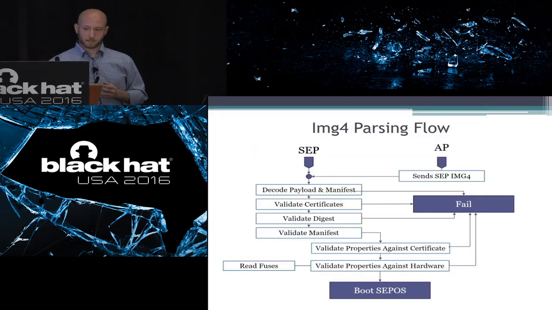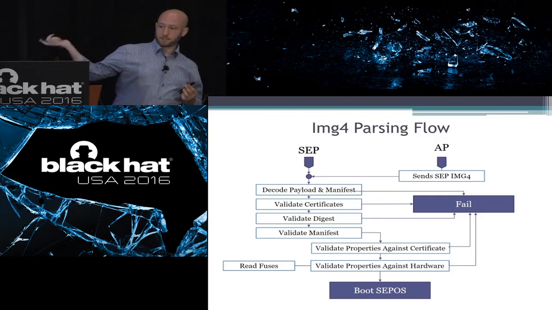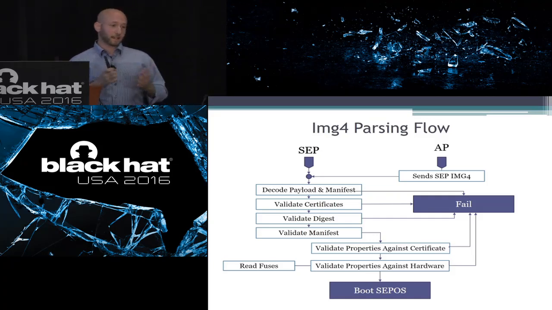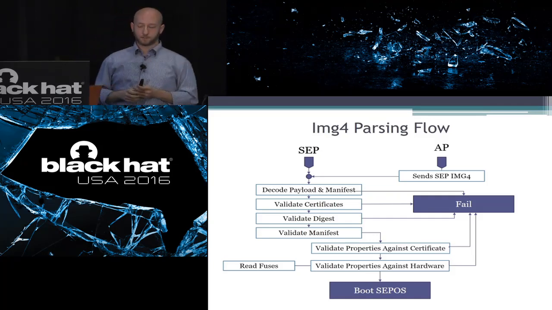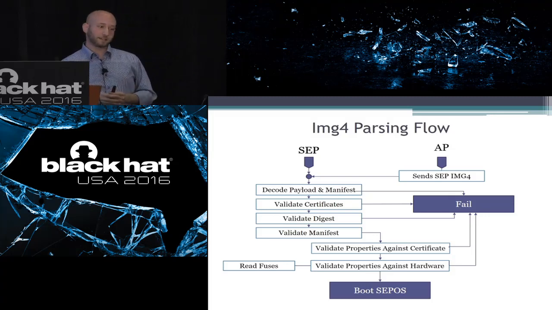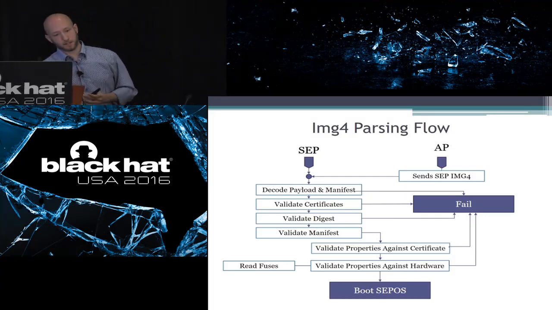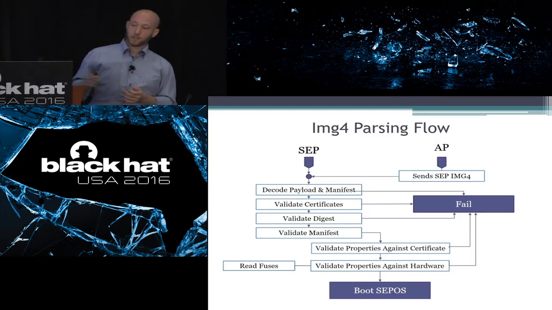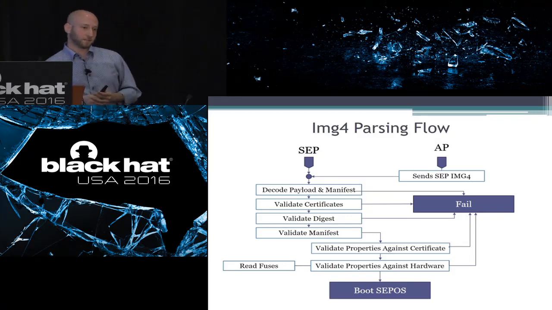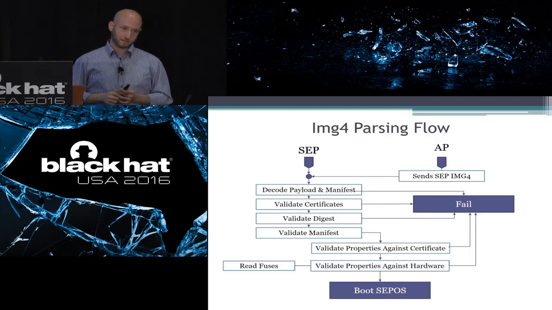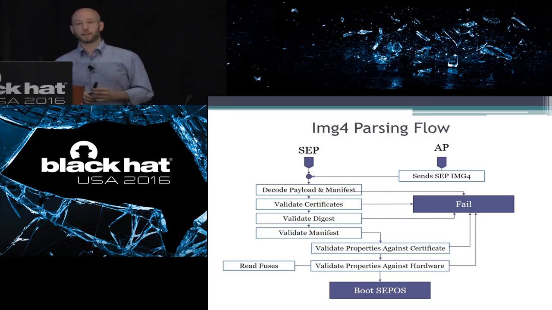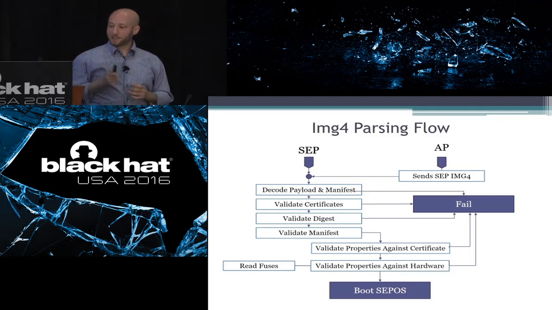So this is just a basic overview. As you can see, it just gets sent from AP to SEP and goes through each stage of verification. Once all the basics are validated, it goes down to validate the certificate, and finally the properties against the hardware. What's interesting is that it reads the different security fuses to verify what settings are allowed in the manifest. So that's kind of an intro and what's going to be coming up later.